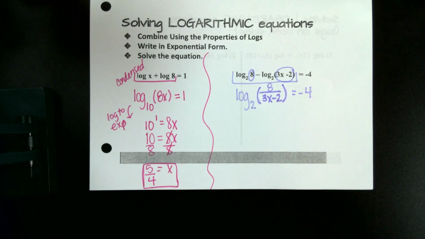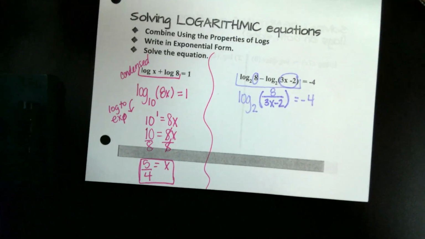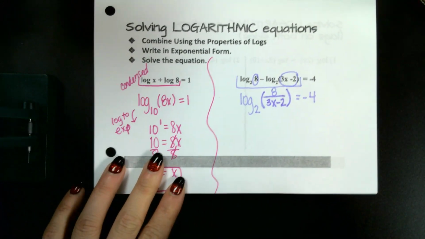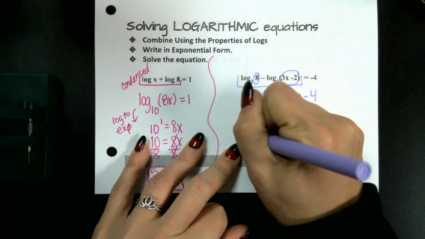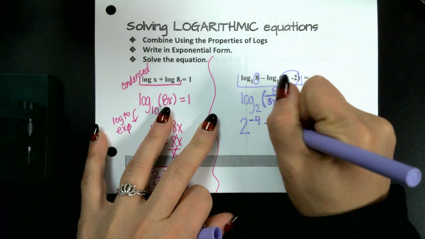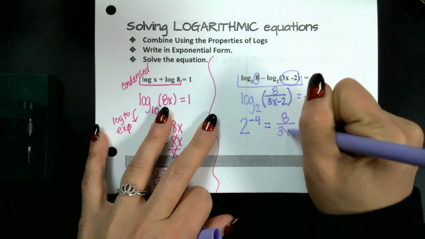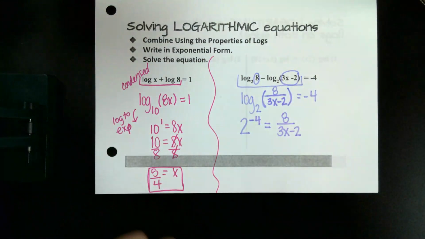Okay, so now we can turn this to exponential form. What is our base? 2. What's the exponent? -4 equals 8 over 3x minus 2. Yep.